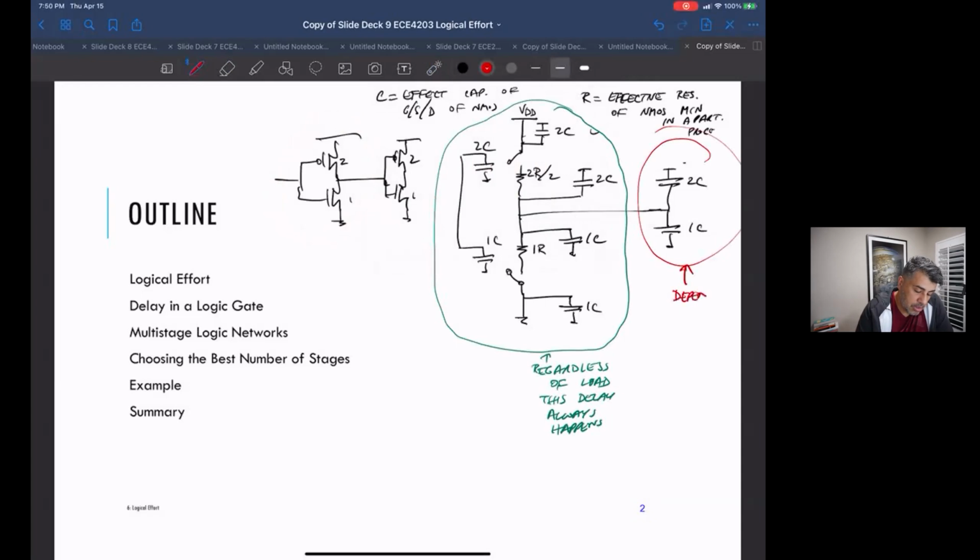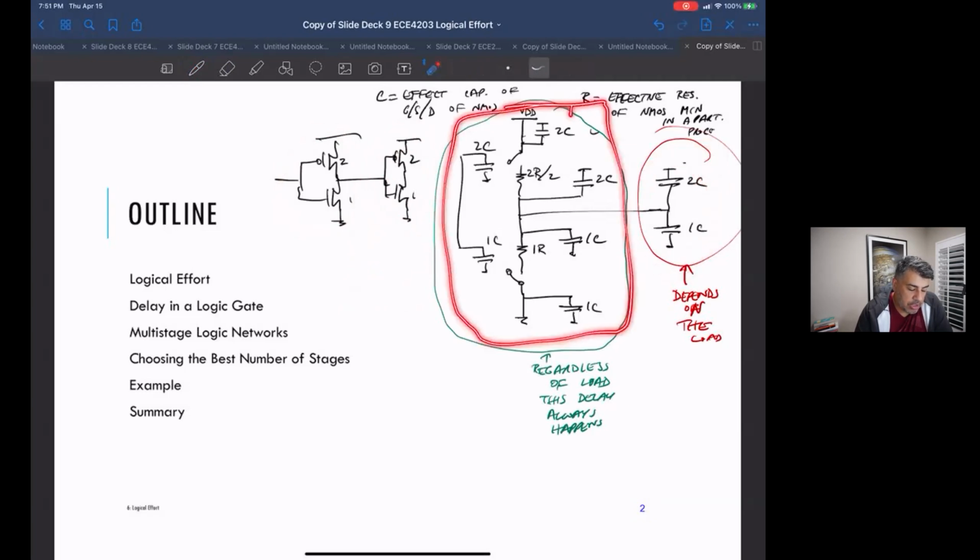It depends on the load. For example, imagine if I was driving, instead of one inverter like this guy, 10 inverters here. So this would be 10 times as much capacitance. So this depends on how many things I'm driving, but this doesn't change because it's my own resistances and capacitances.